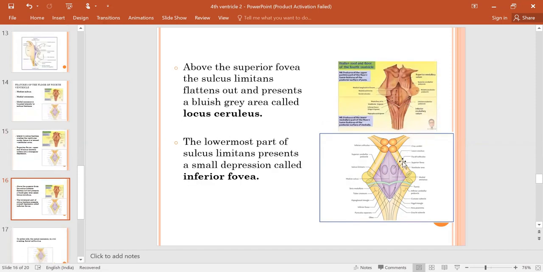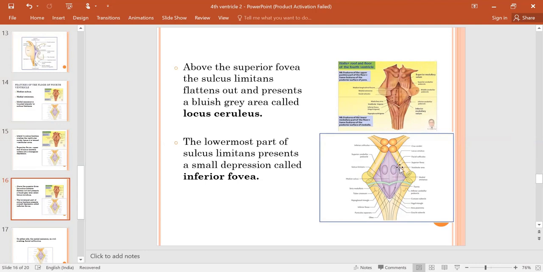Just above the superior fovea, the sulcus limitans flattens out and presents a bluish-gray colored area that is called the locus ceruleus. The lowermost part of the sulcus limitans presents another small depression that is called the inferior fovea.